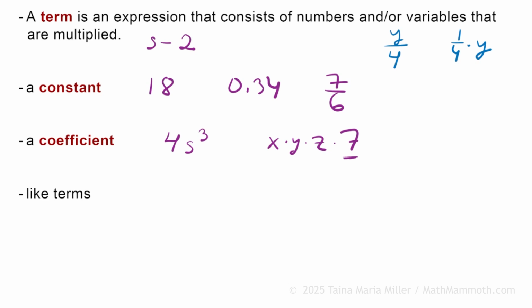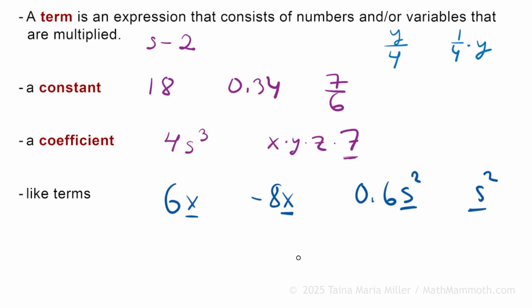And then like terms are terms that have the same variable part. So for example, 6x, and then we could have negative 8x. These have the same variable part, x here, x here. Or we could have 0.6 s squared, and then we could have s squared. Those two are terms that are like terms, the same variable part.